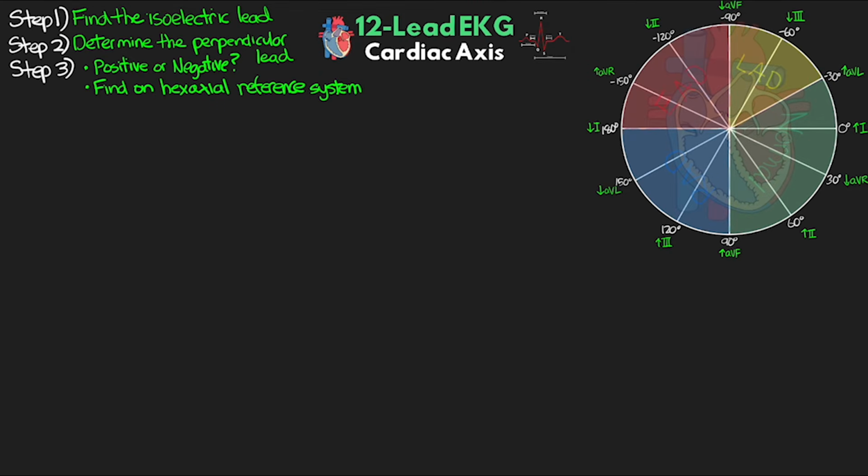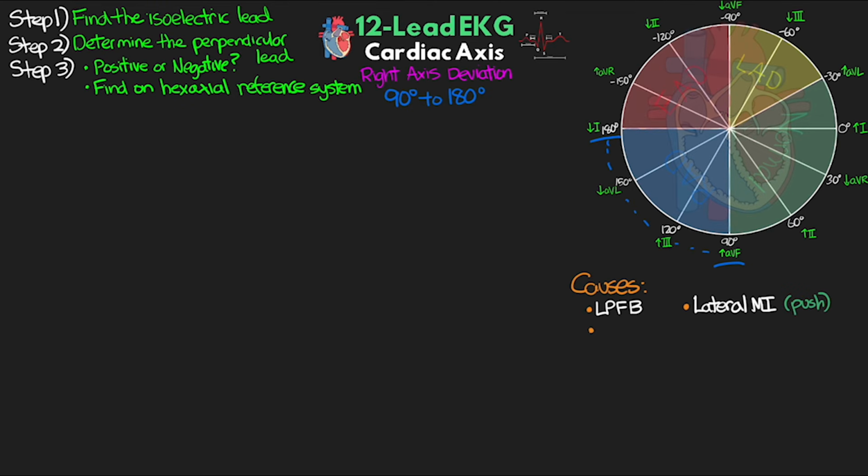So now moving on to our right axis deviation. So this is now in the inferior right side of our quadrant, and this is going to be from 90 to 180 degrees. So we have pathologies that are either pulling the electrical activity to the right or shifting them from left to right. So examples here of some causes include things like the left posterior fascicular block. If we've got a lateral wall MI on the left, we're not going to have the electrical signal there causing it to be pushed or shift over to the right.